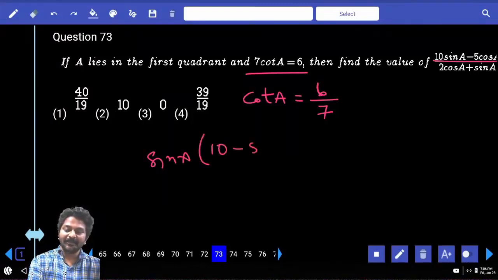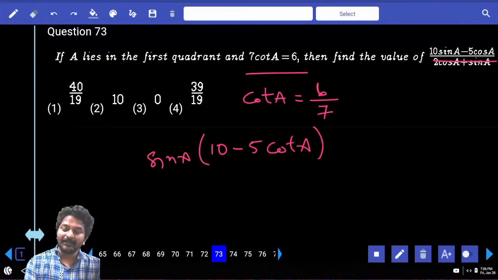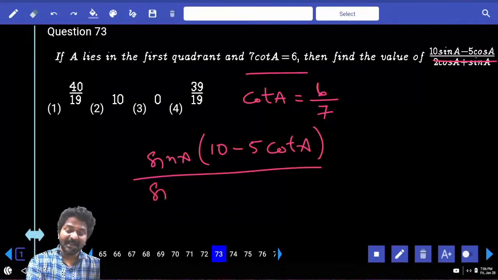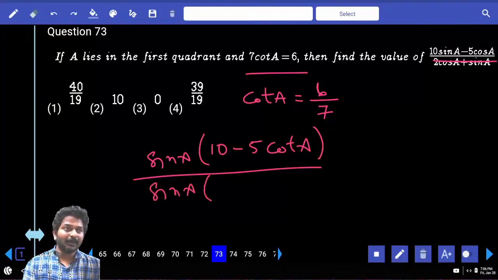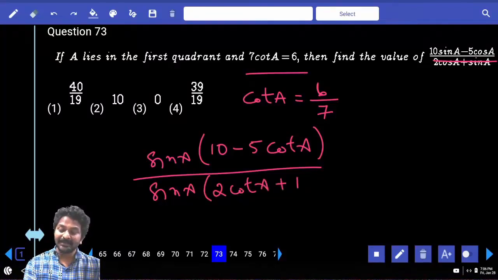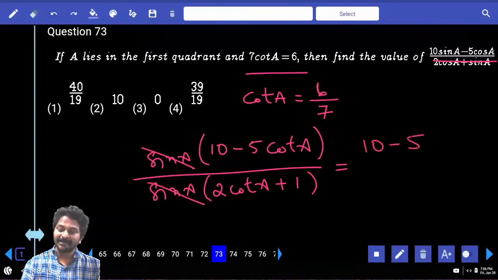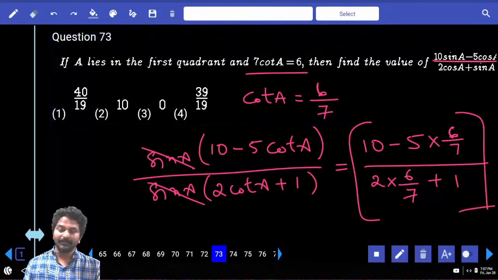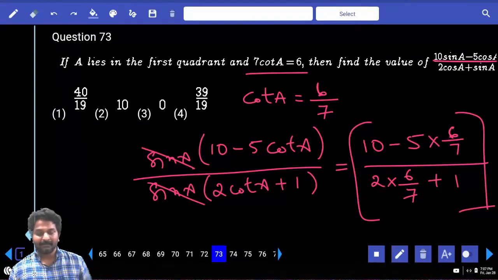10 - 5 cos A by sin A, which is cot A value we know, right? And even in the denominator I will take sin A common. What do you get? 2 cos A by sin A, that is 2 cot A, plus 1, sin A gets cancelled. Just need to substitute cot A value here. 10 - 5 into 6/7 by 2 into 6/7 plus 1. Simplify it. 40/19, the first option is the answer.